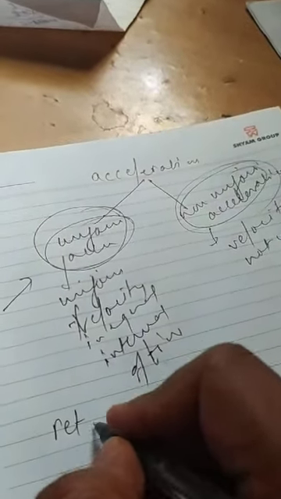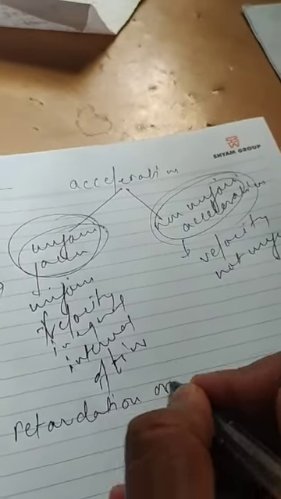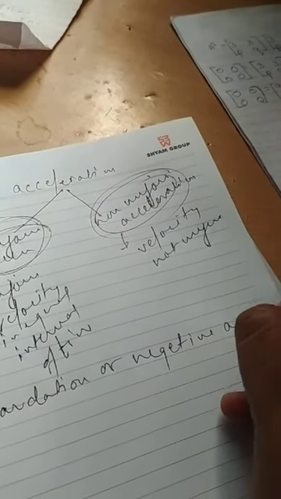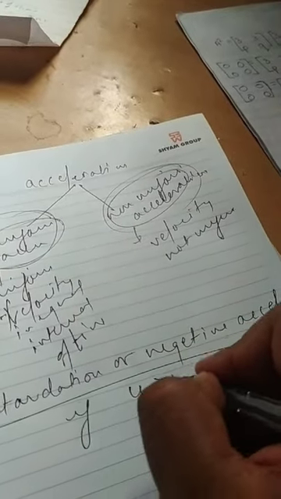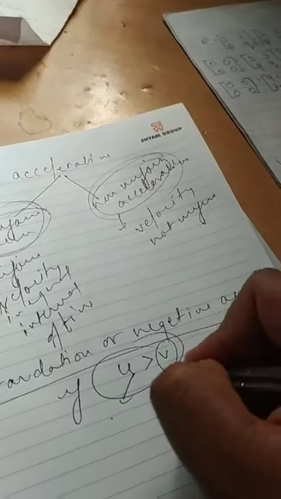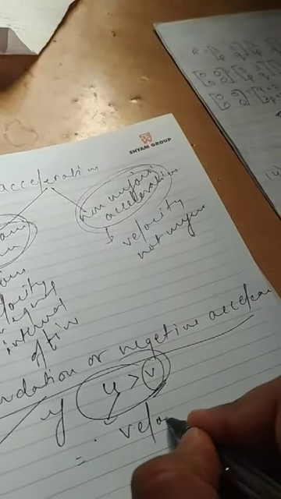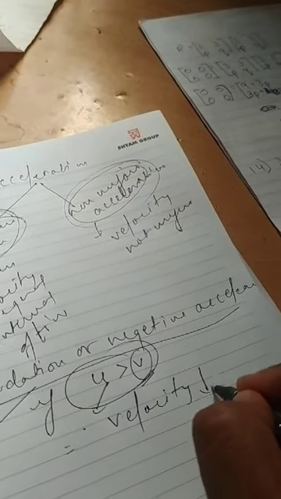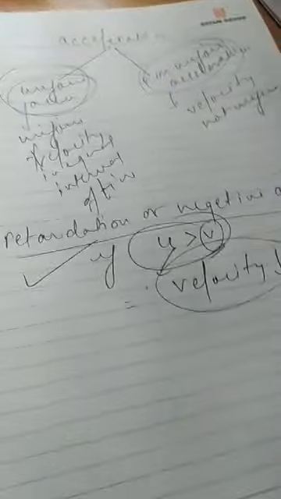One more term that you will study in this topic is retardation, or we say negative acceleration. That is, if u is greater than v, that is, the initial velocity is greater than the final velocity, then the acceleration is said to be negative acceleration, or you can say retardation. That is, if velocity decreases with respect to time, then it is said to be retardation.